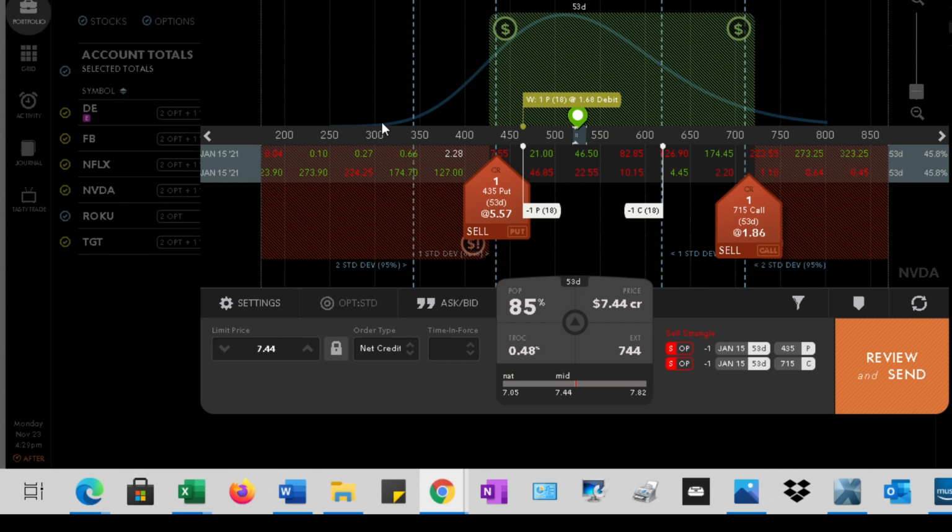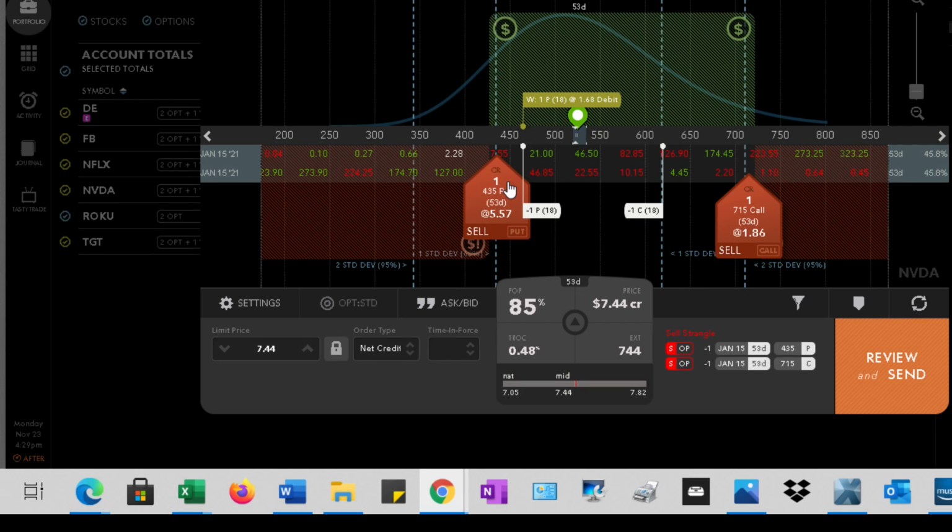So 88% chance I don't get tested at all. I just keep all the premium. What that means is you get tested if the strike is at 435, or on the call side 715, it will touch 715 or touch 435. So it's a 12% chance of that.